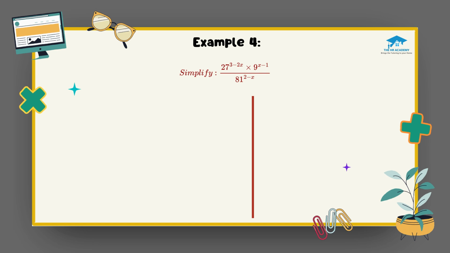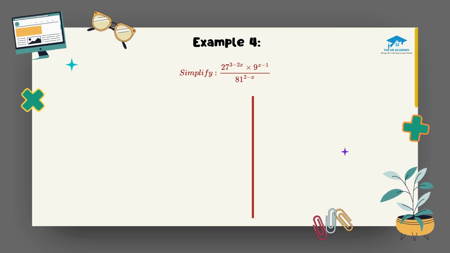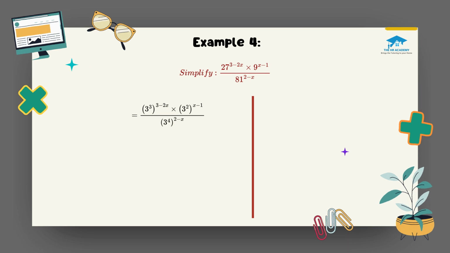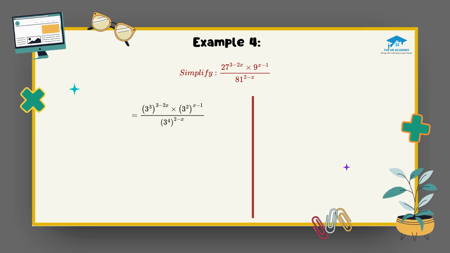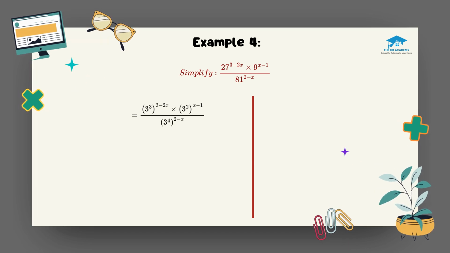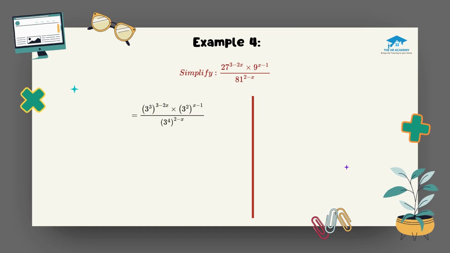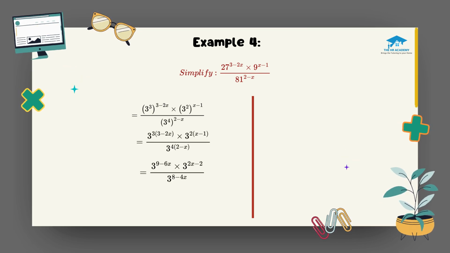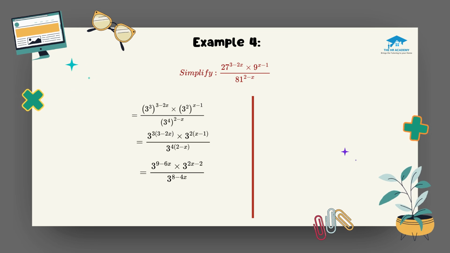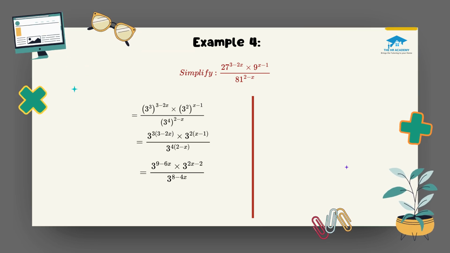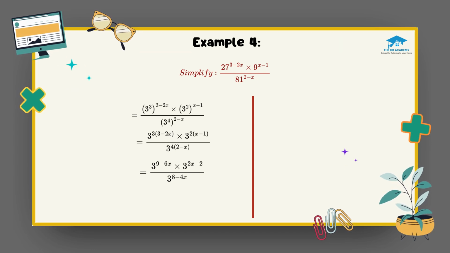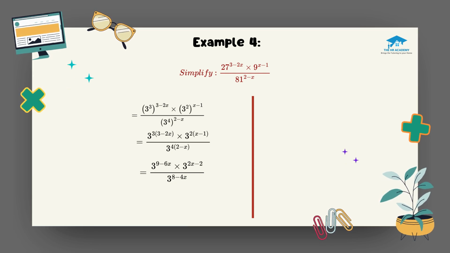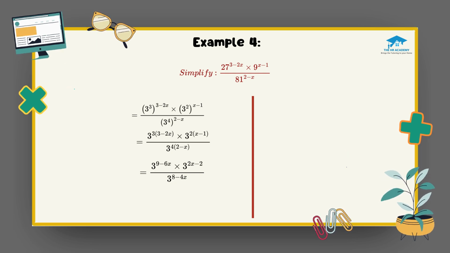27 can be 3 to the power of 3, 9 can be 3 squared, and 81 can be 3 to the power of 4. It becomes 3 cubed to the power of 3 minus 2x, times 3 squared to the power of x minus 1, over 3 to the power of 4 to the power of 2 minus x. We need to simplify the exponents by multiplying them, using the power to exponent rule. It becomes 3 to the power of 9 minus 6x, times 3 to the power of 2x minus 2, over 3 to the power of 8 minus 4x.